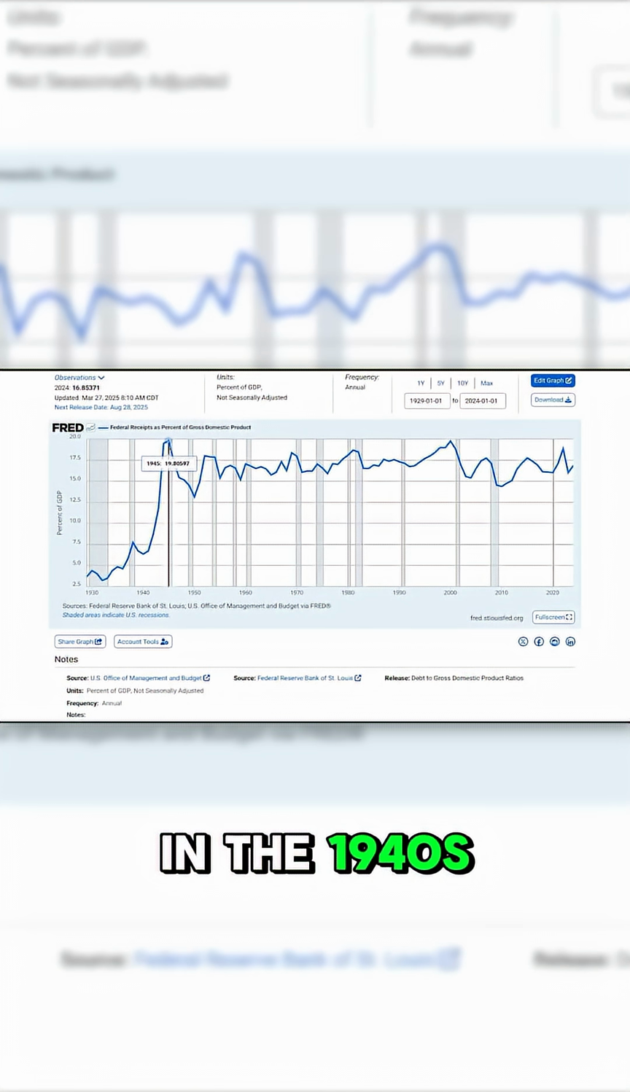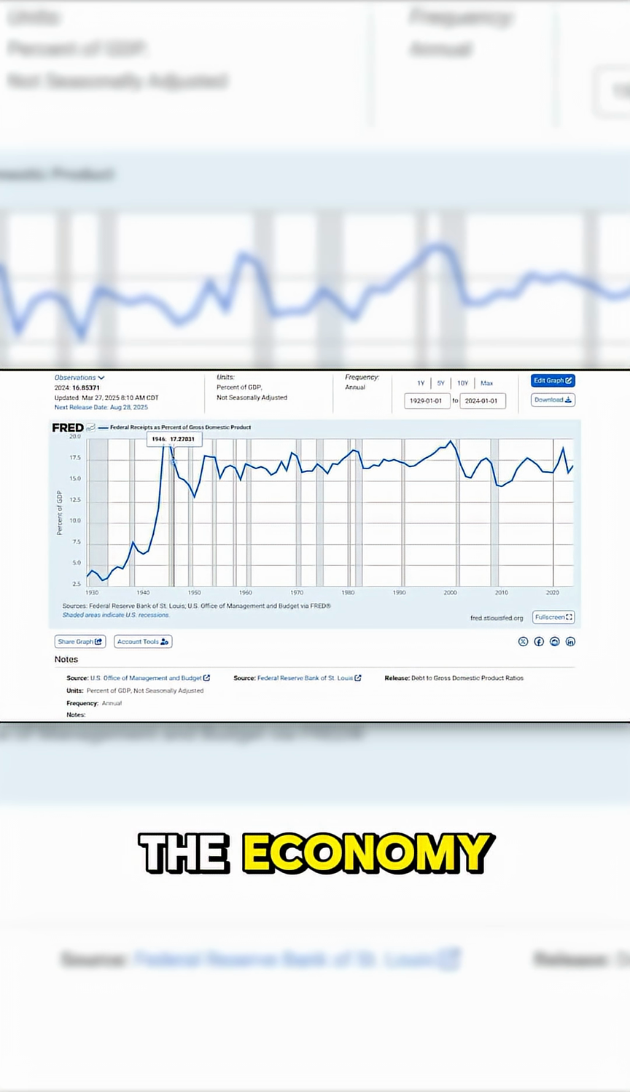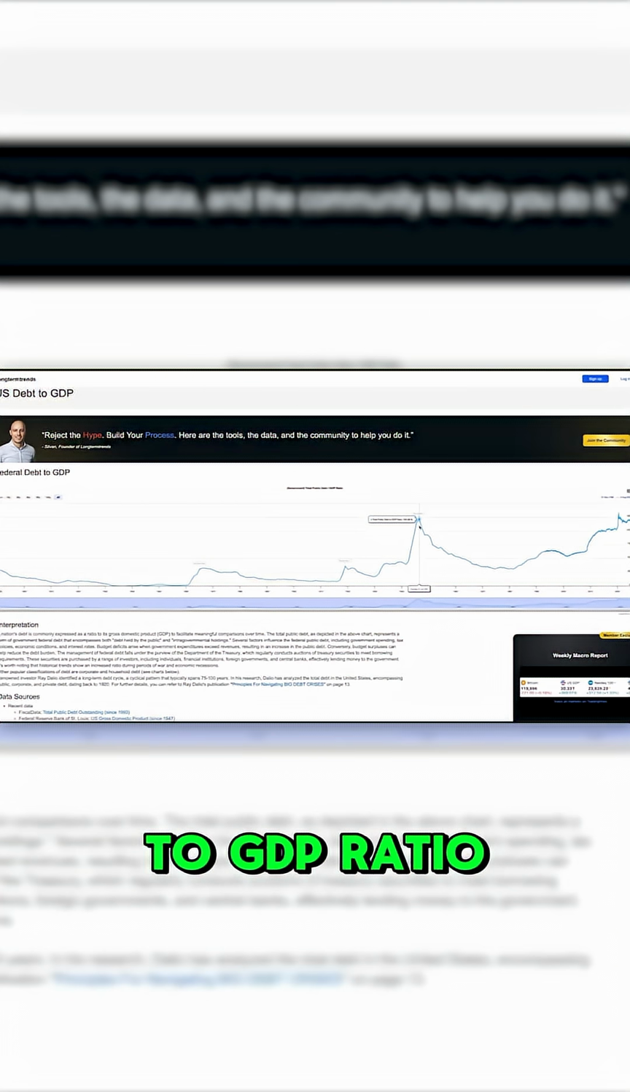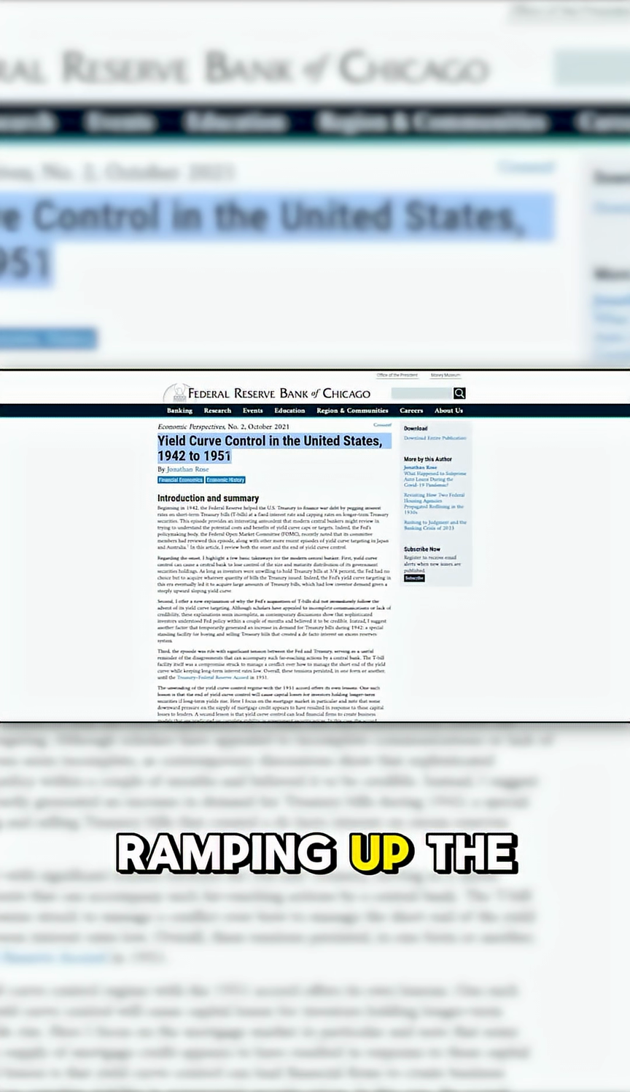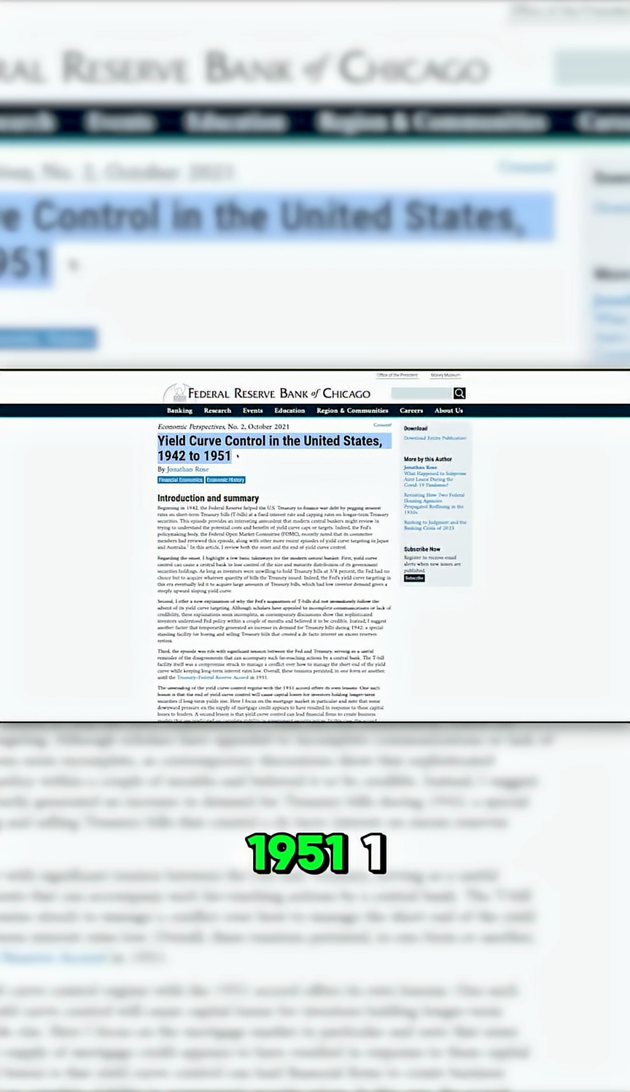In the 1940s, we were in the same exact situation we are today. Maxed out taxing the economy, maxed out debt to GDP ratio, and most importantly, ramping up the money printer through yield curve control from 1942 through 1951.